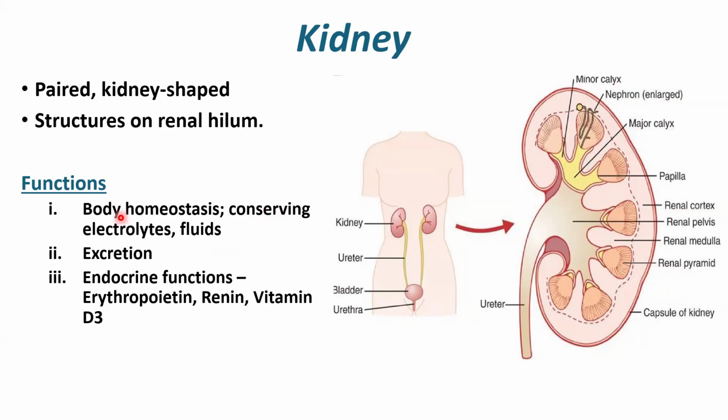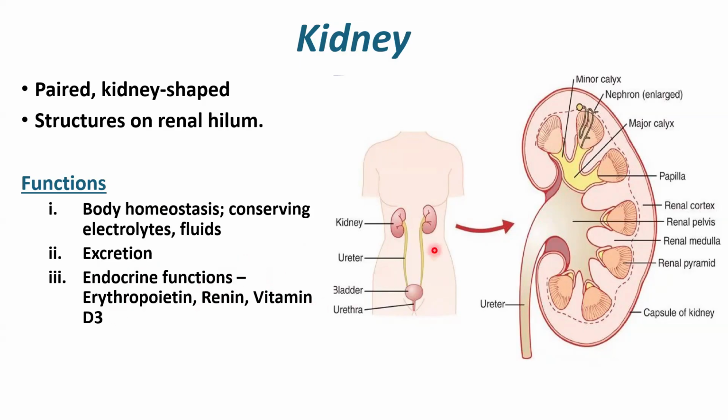And then what are the functions of the kidney? The functions of the kidney include body homeostasis. Of course, you know homeostasis is the maintenance of constant, or balancing of, the internal environment. Then it has an excretion function, of urine and nitrogenous waste. And an endocrine function: erythropoietin, renin, and vitamin D3.